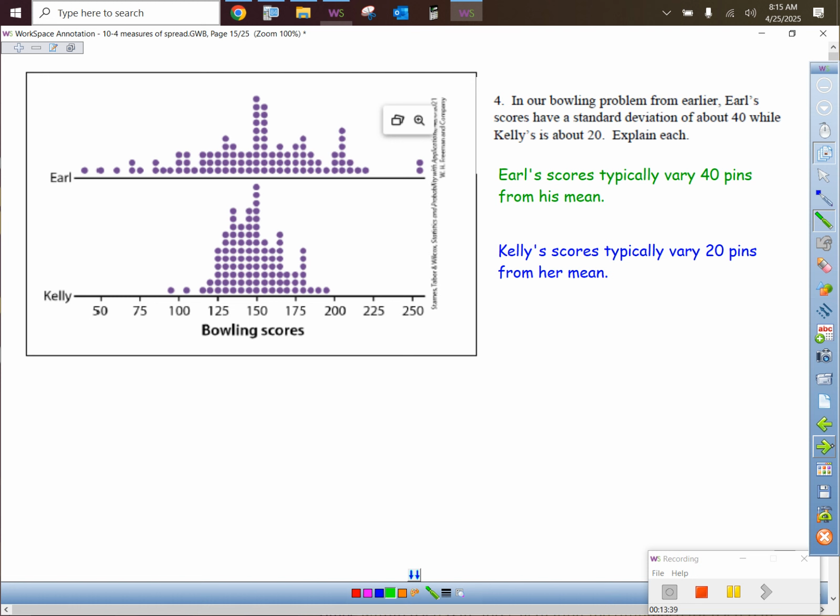Isn't Kelly more consistent? You know what you're going to get from her. It doesn't mean she's a better bowler, right? All it means is that you know what you're going to get from her a whole lot more than from Earl. Earl is a wild cannon when it comes to bowling scores. He's all over the map, right? So the closer the standard deviation is to 0, the more you realize this.